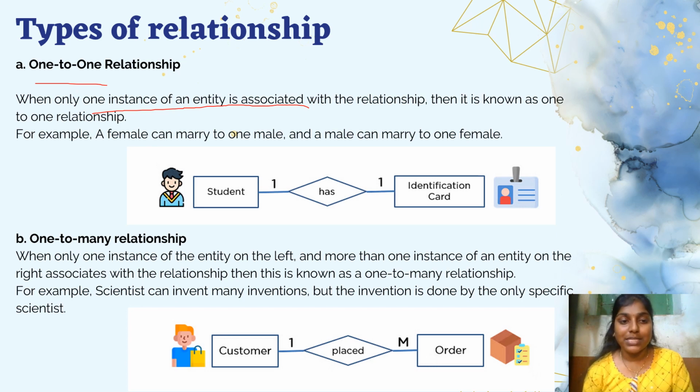One-to-many means when one instance of the entity on the left is related to more than one instance on the right, that is, one entity can be connected to many other entities. It is known as one-to-many. Here you can view the example. For example, when we are purchasing anything on Amazon, there is a single customer, that means from our side, and we can place many orders on Amazon simultaneously. So it is a one-to-many relationship.